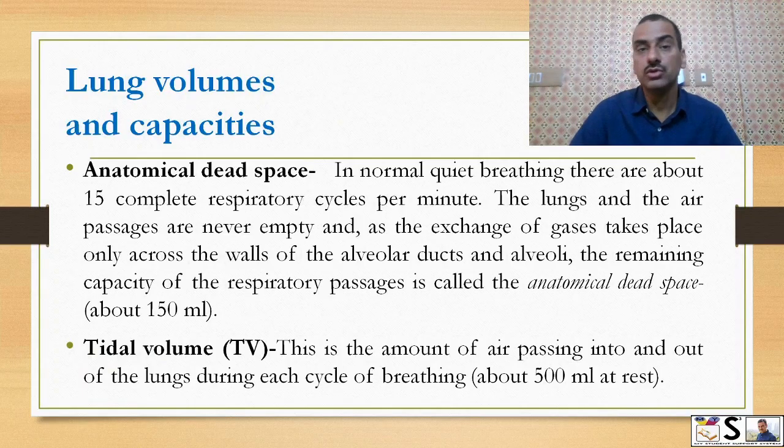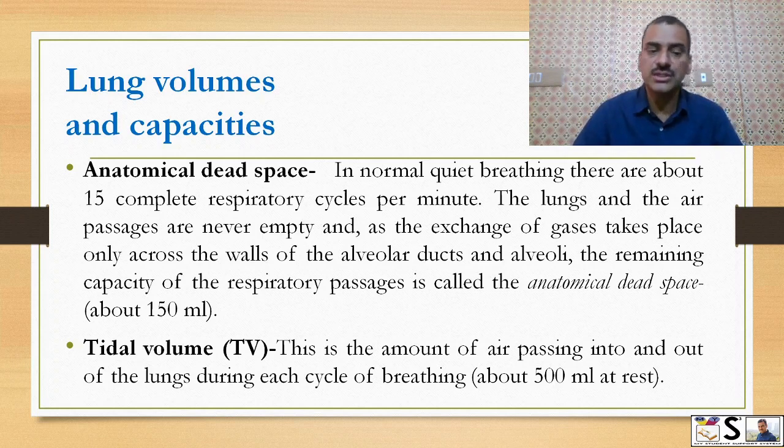Now, lung volume and capacity. First is anatomical dead space. In normal quiet breathing, there are about 15 complete respiratory cycles per minute. The lungs and the air passage are never empty, and as the exchange of gases takes place only across the walls of alveolar duct and alveoli, the remaining capacity of respiratory passage is called anatomical dead space, which is approximately 150 ml.